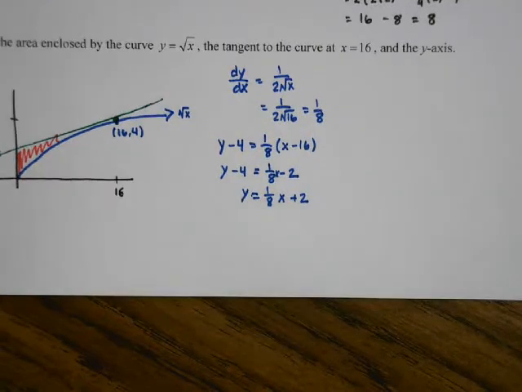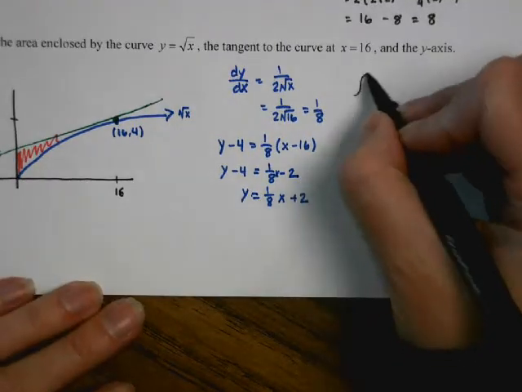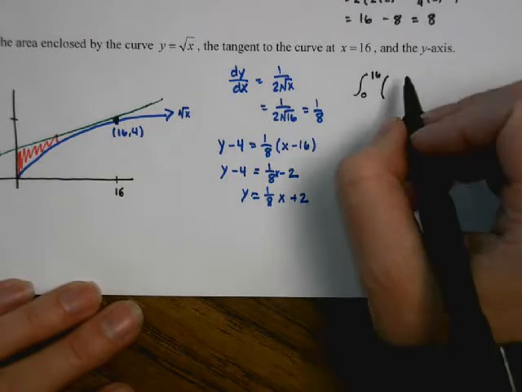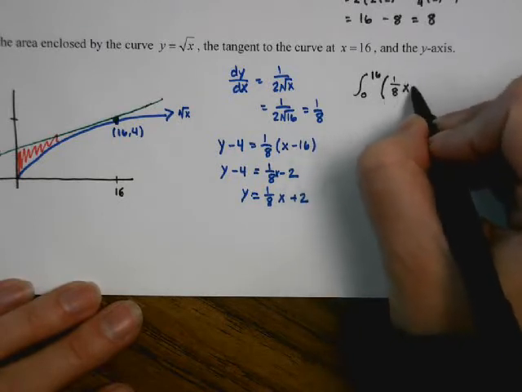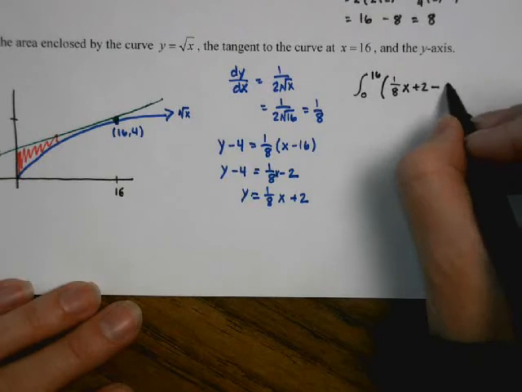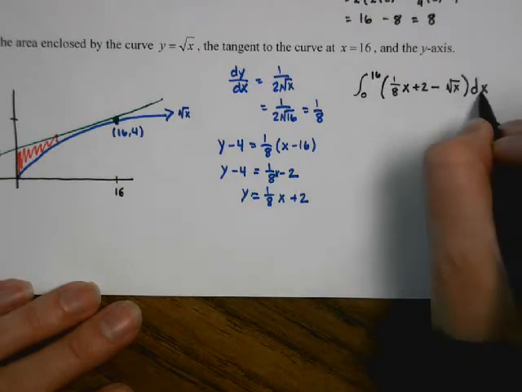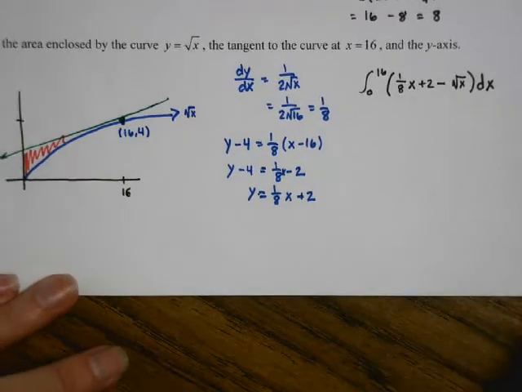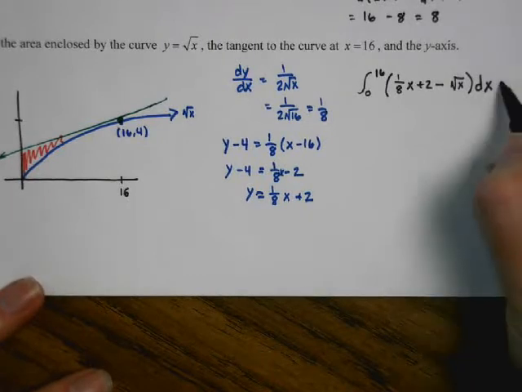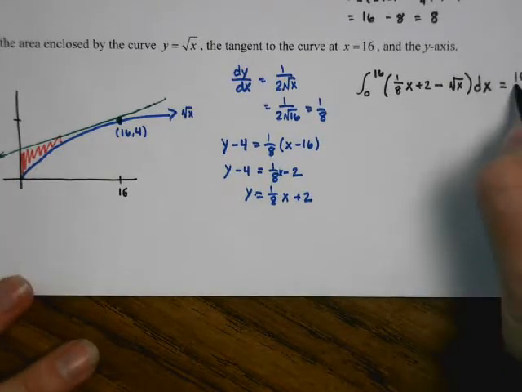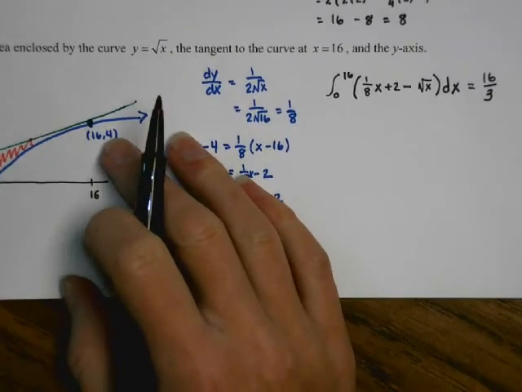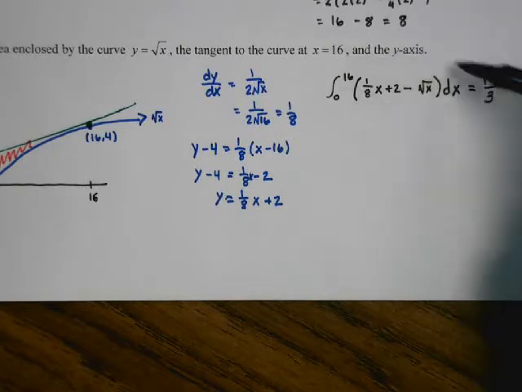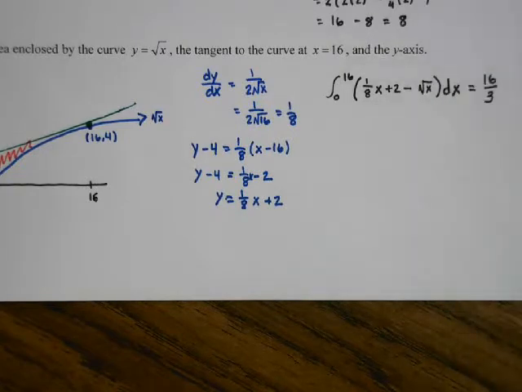So now we'll set up our integral. We're going to have the integral from 0 to 16. The top is going to be 1/8 x plus 2, minus the bottom, which is square root of x. Okay, and you can do all the anti-differentiation, or you can plug it into your calculator. If you do that, you're going to get 16 thirds. This would be one that you should be able to do by hand, but for the sake of time and the interest of getting the setup correct, you can just type it in the calculator for now.